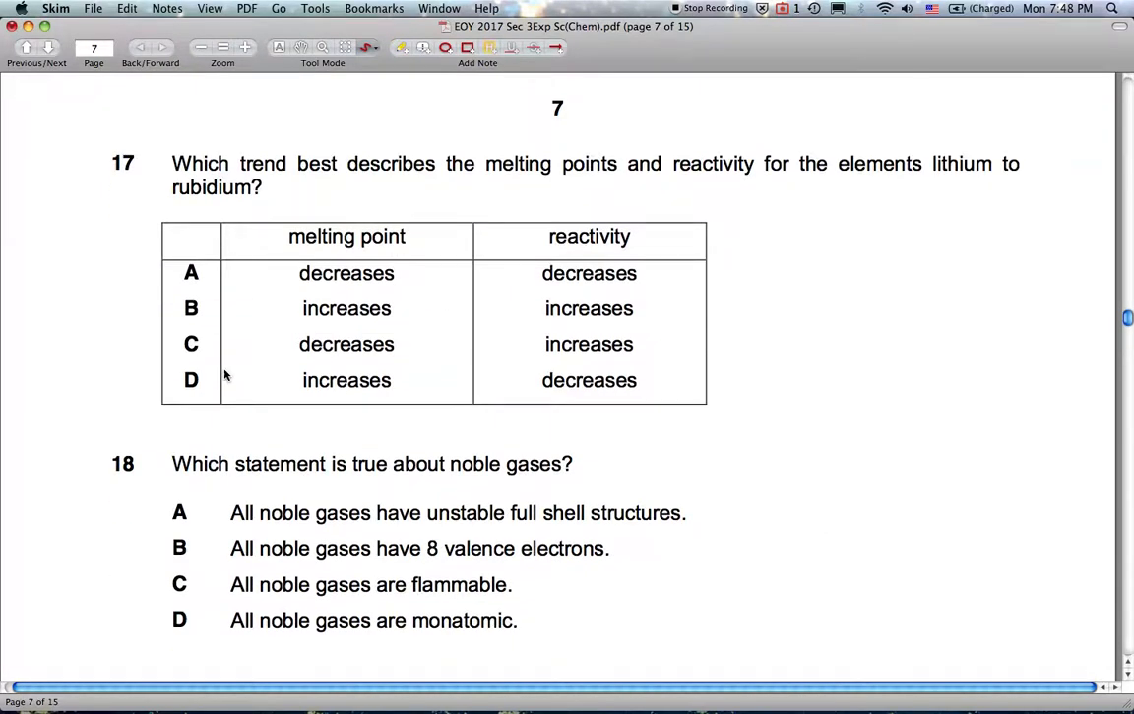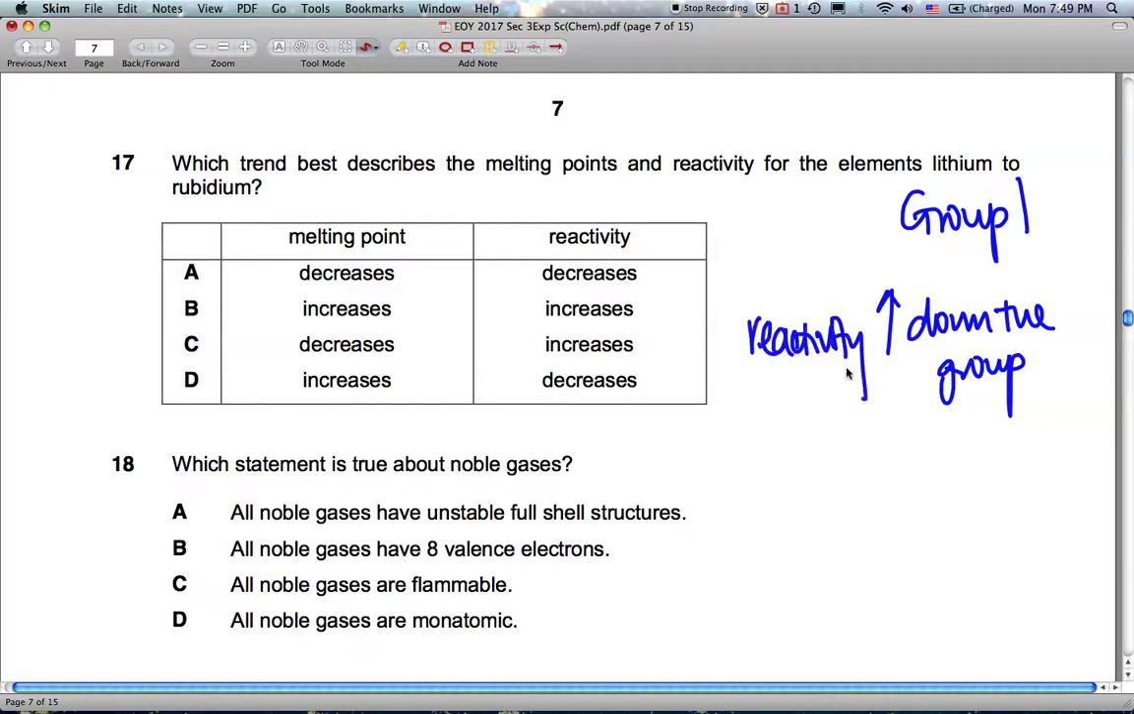Question 17. Which trend best describes the melting points and reactivity for the elements lithium to rubidium? So these elements are from group 1, and we know that reactivity increases down the group, right? So this eliminates option A and option D. And the melting point will decrease down the group, right? So it will decrease down the group, and therefore our answer is C. Alright.